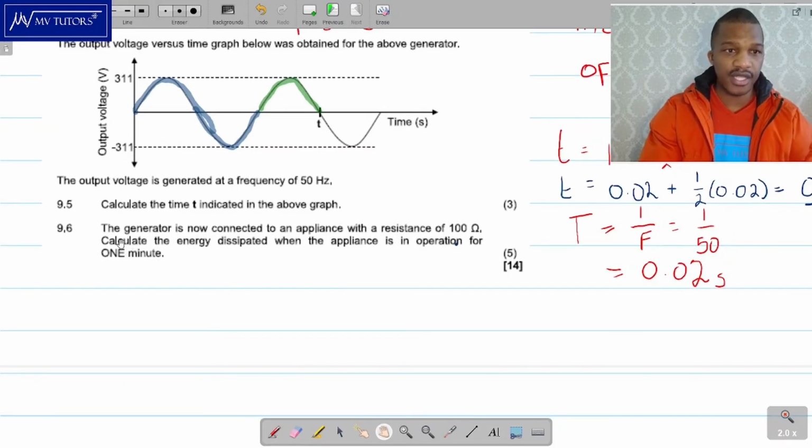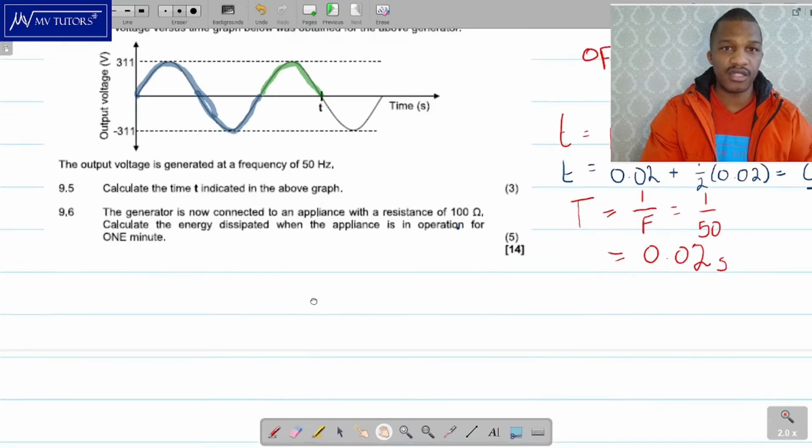And then it says here, the generator is now connected to an appliance with a resistance of 100 ohms. Calculate the energy dissipated when the appliance is operating for 1 minute. 1 minute is 60 seconds.